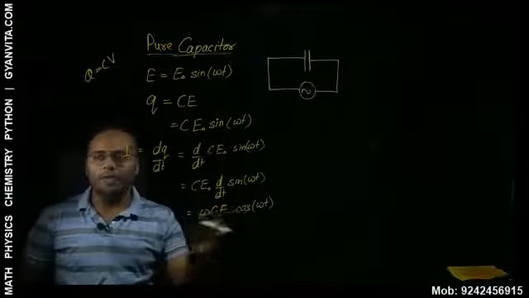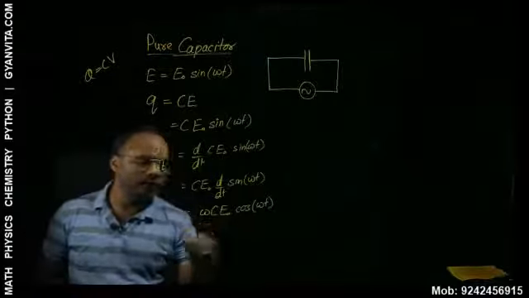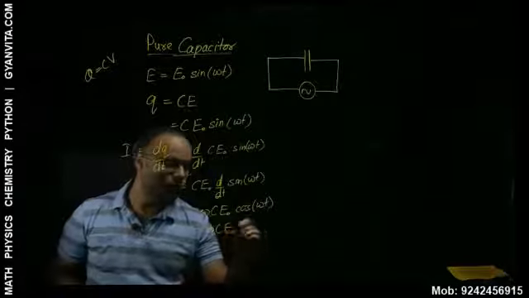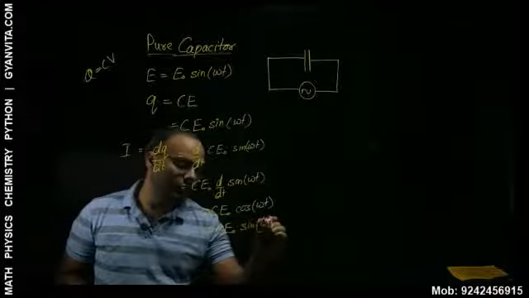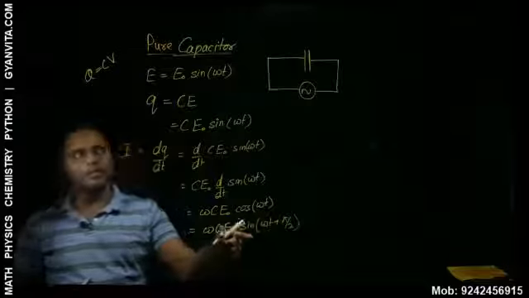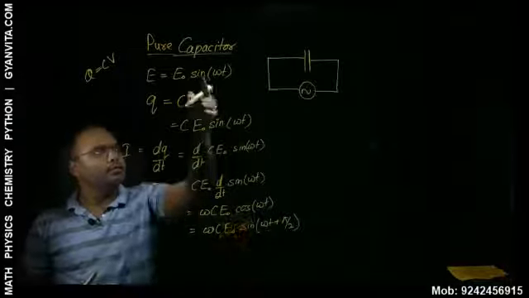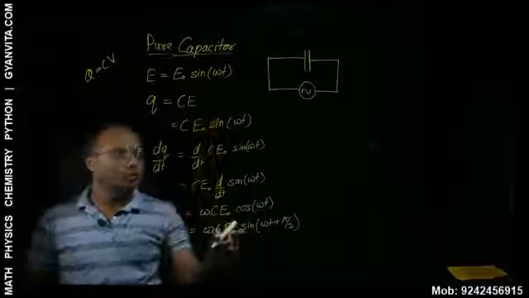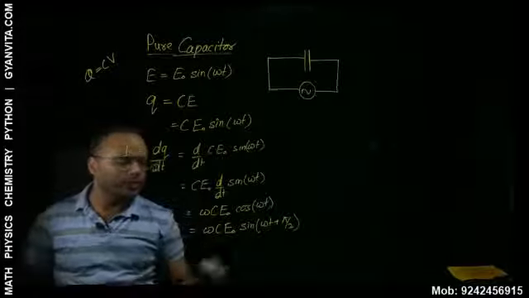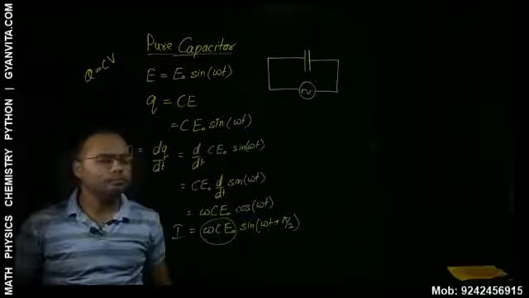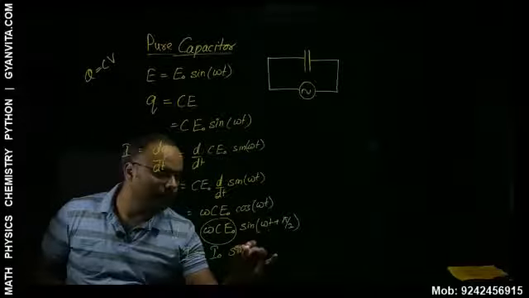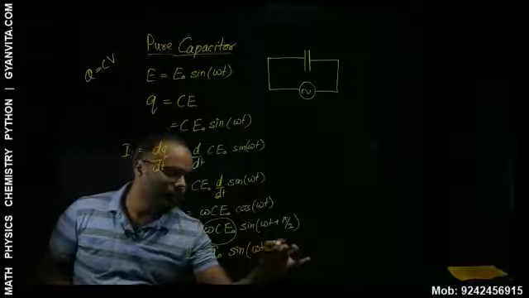So now I can write this as omega C into E naught into sine omega t plus pi by 2. Why? Again, we are changing to sine because we have to find the relation between these phases. So both of them are in sine. It will be easy for us to compare them. This is equal to I. I is equal to I naught sine omega t plus pi by 2.